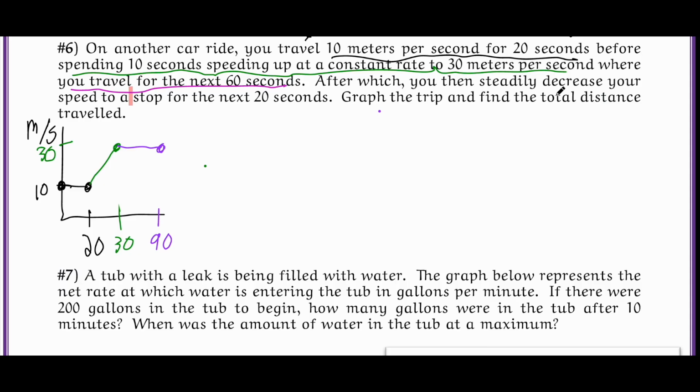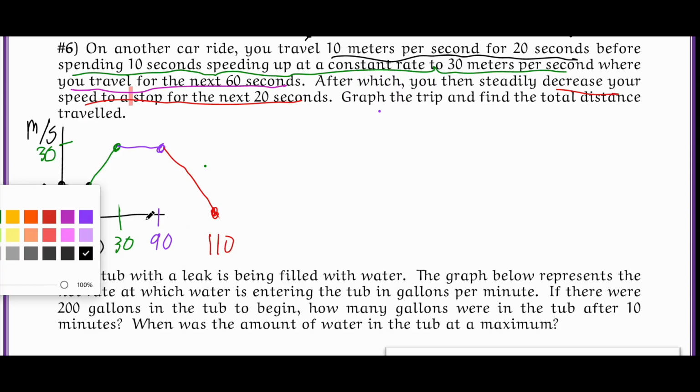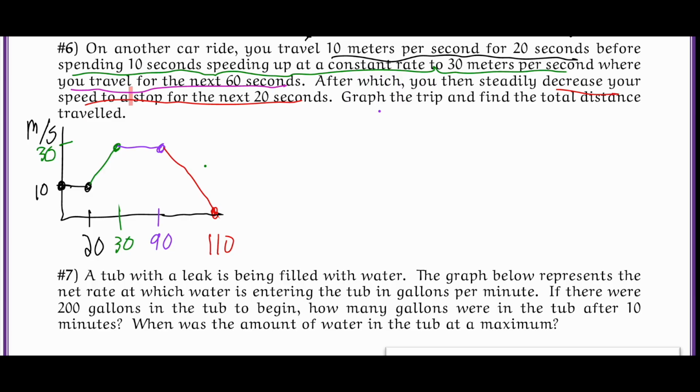After which you then steadily decrease your speed to a stop for the next 20 seconds. So we're going to assume that's linear. We go from here, and we go down until we stop at 110. So it's not drawn to scale, but this is essentially what this problem said. We start off by going slow, then we speed up, then we come to a stop. So if we want to calculate our total distance, this is going to be an area problem. So I'm going to split this up. I'm just going to do a rectangle here.